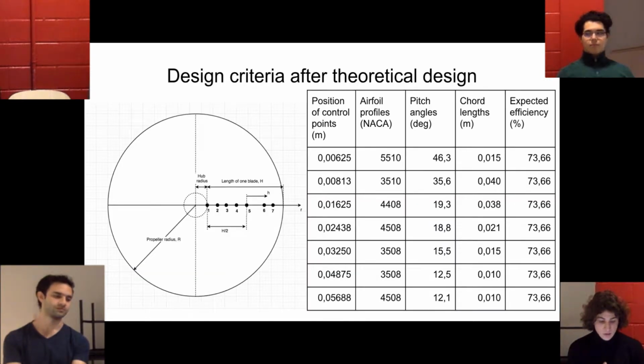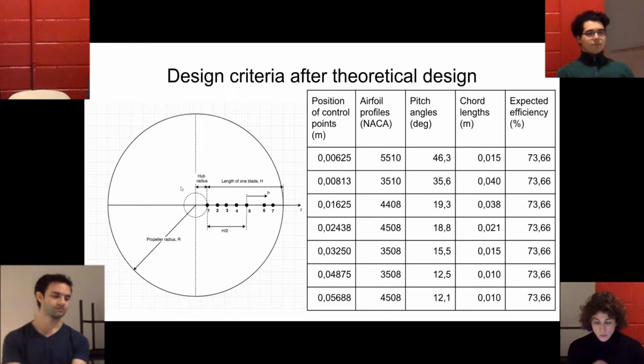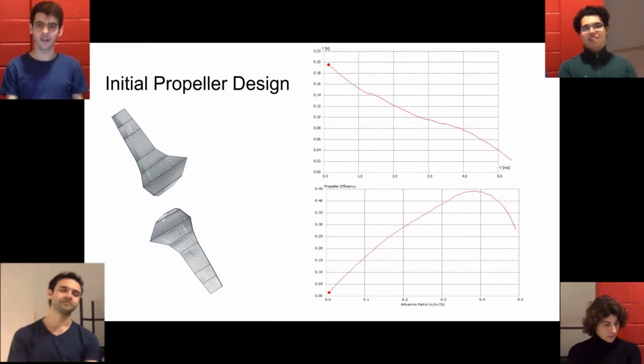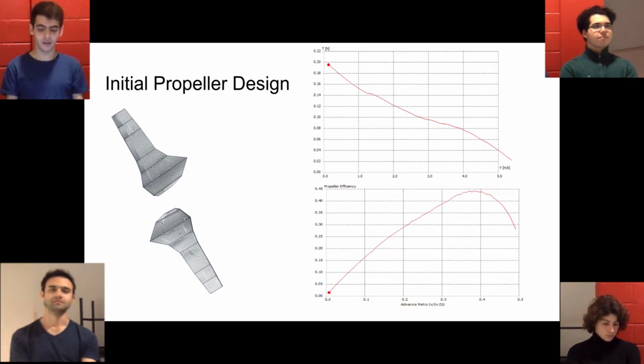So this slide just kind of shows the results that we got after this first theoretical analysis. And on the left, there's a general diagram of the propeller with the radius and the position of the control points. So after we finished designing our propeller based on blade element theory, we transferred it to JBlade, which is a numerical solver that lets you approximate different propeller properties. And we used that to estimate the performance of our propeller for the target design conditions.